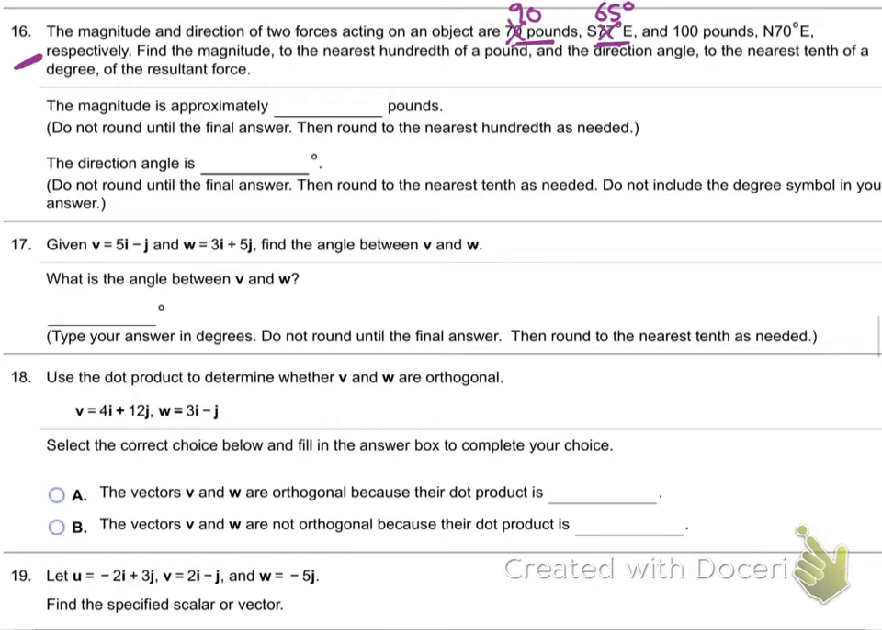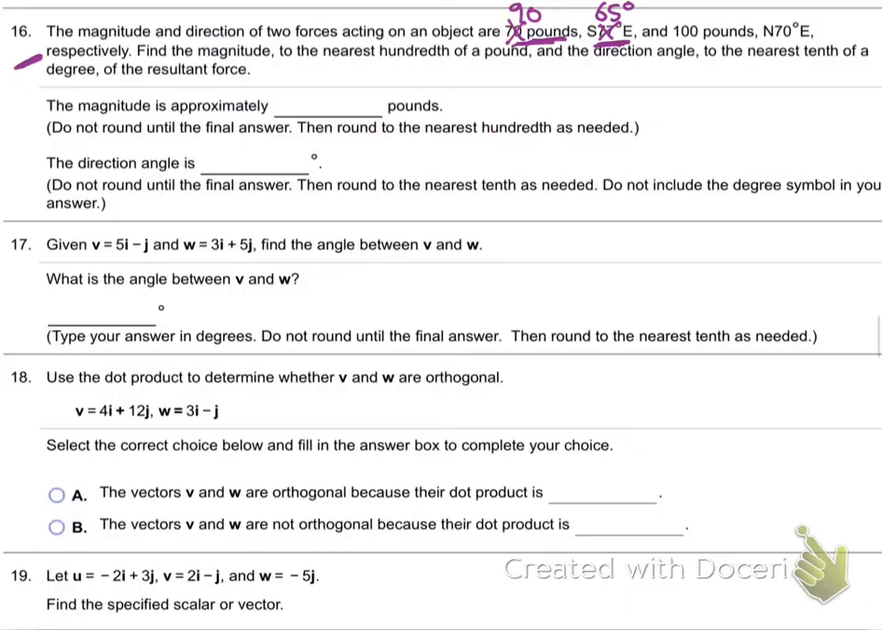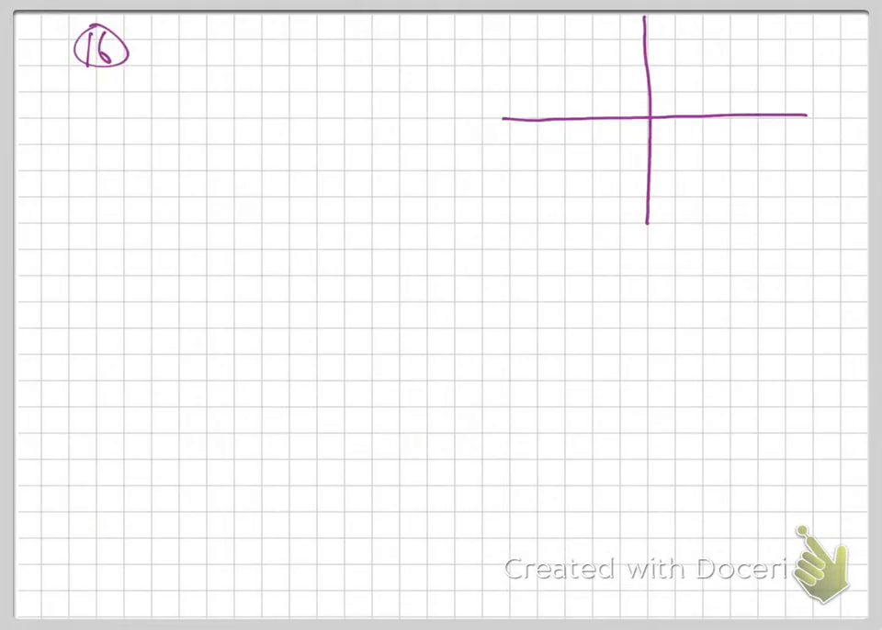First thing is we've got to draw this. 90 pounds south, 65 east. So let me draw this. This is number 16. What is it? 90 pounds south. Okay, so I'm going to draw it right here. In fact, let me put it over here on the right. What was it? 90 pounds south, 65 east.